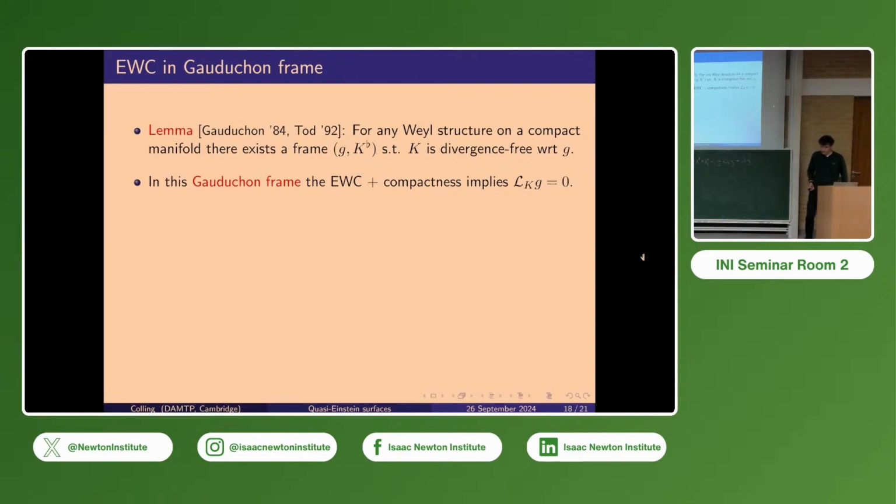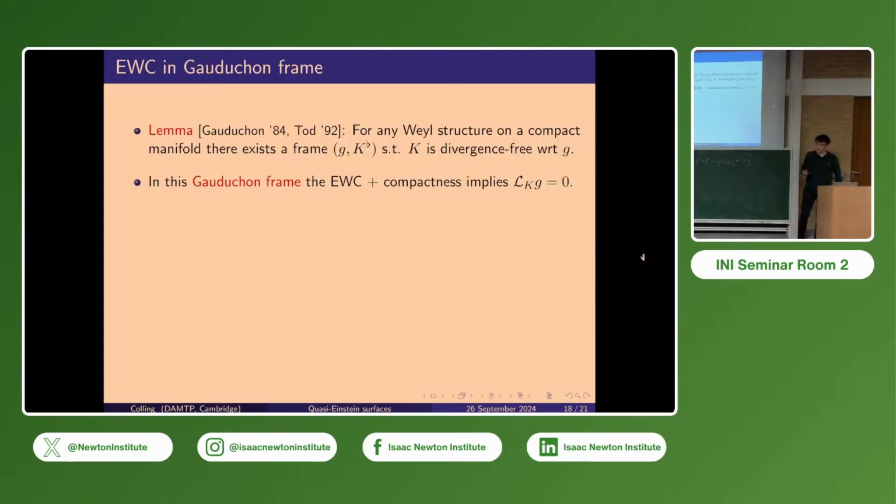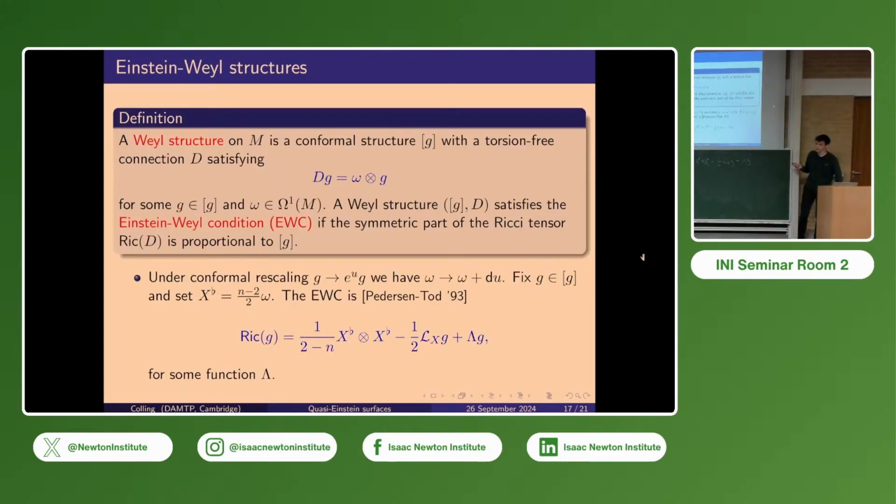And so in this frame where K is divergence free, if we assume that the Einstein-Weyl condition holds, and if we assume that our manifold is compact, then in fact this divergence free vector field has to be Killing. So what we can do here is we contract the equation with the covariant derivative of K, and so x is K here, so there will be a term that has the norm squared of the Lie derivative, and then using the fact that K is divergence free, you can show that all other terms integrate to 0. And then on the compact manifold, it shows that K has to be a Killing vector. And so in this frame, the equation is much simpler because this term is just not there.